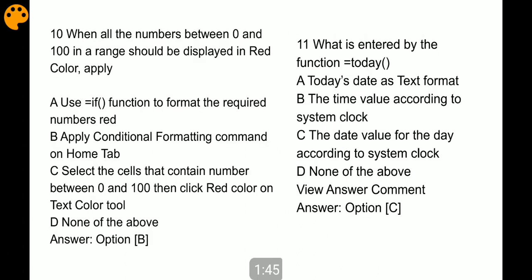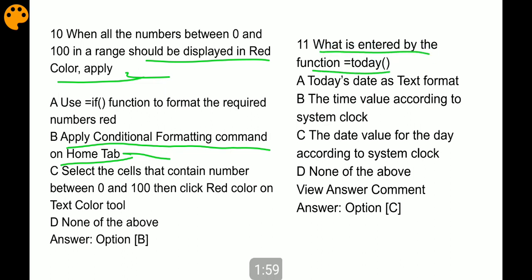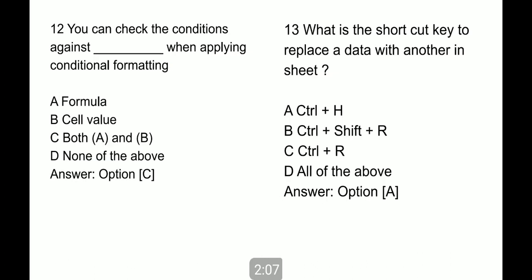Next question. When all the numbers between 0 and 100 in a range should be displayed in red color, apply conditional formatting command on home tab. What is entered by the function equal to TODAY and brackets? So its answer is the date value for the day according to system clock. You can check the conditions against dash dash when applying conditional formatting. Formula and cell value, both the above.